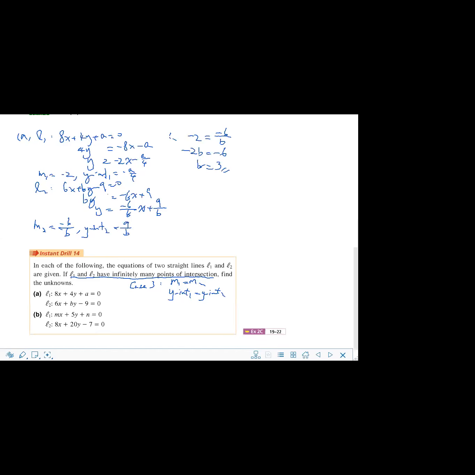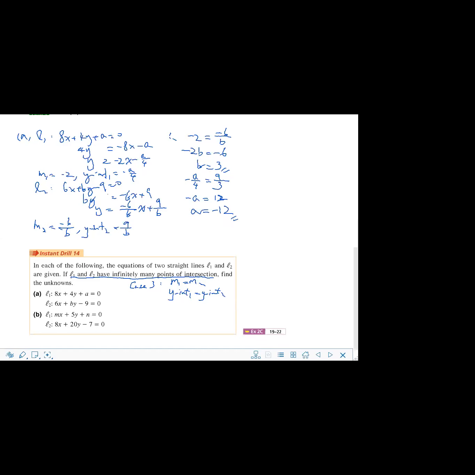Okay, and then we also know that y-intercept 1 and y-intercept 2 are also equal. Y-intercept 2 is 9 over b, but we have found b to be equal to 3. So just substitute 3 here, okay? So negative a is equal to 12, and then a should be equal to negative 12. Okay, a is negative 12, all right?